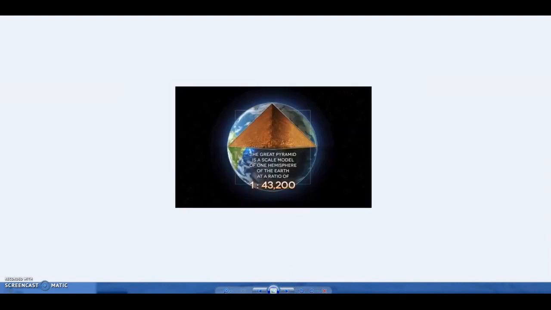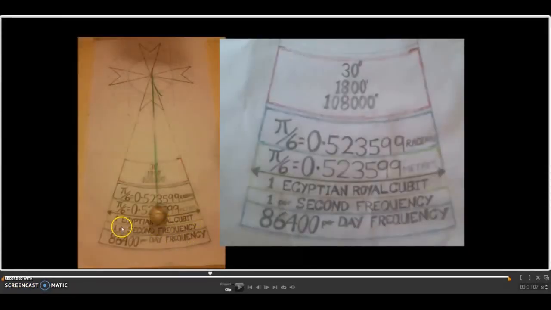But if we go back and we bring up the Egyptian Royal Cubit, 86,400 seconds per day, for 30 degrees necessary, because if you swing this pendulum further than 30 degrees, we lose that 1 second, and that's why the 30 degrees is not arbitrary. It's important in regards to this.